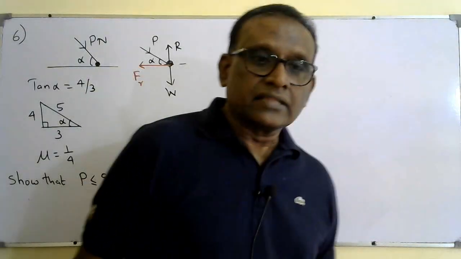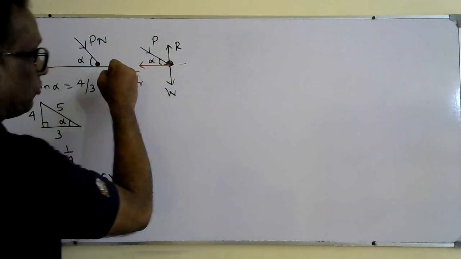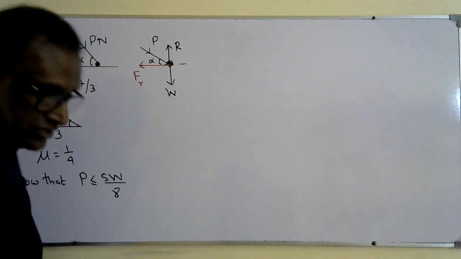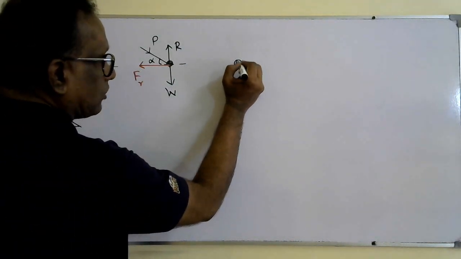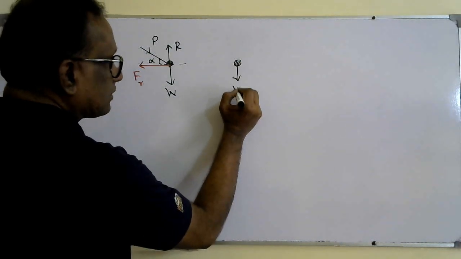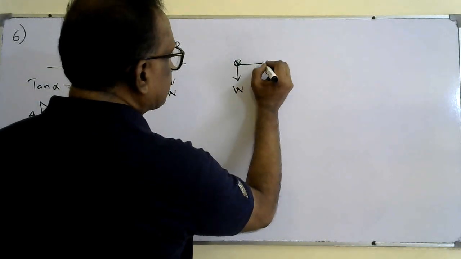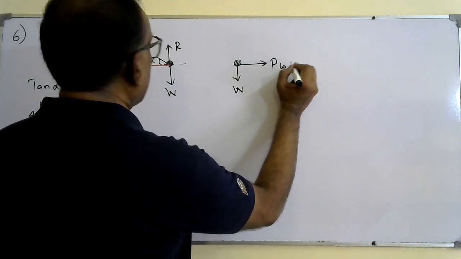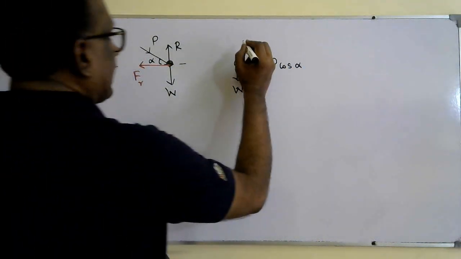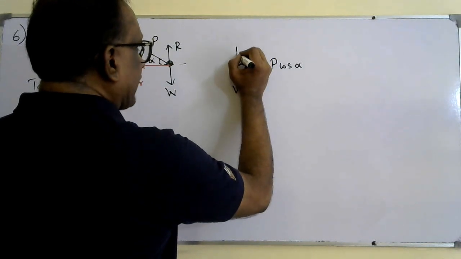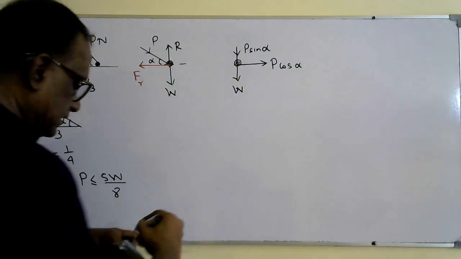So the condition: the force which is trying to pull the object on the horizontal floor is P cos alpha. If I want, I can draw the diagram again. If I draw the forces acting on the object, the weight is downwards. P resolved horizontally gives P cos alpha in this direction. P sin alpha, the component acting vertically downward, acts in this direction.